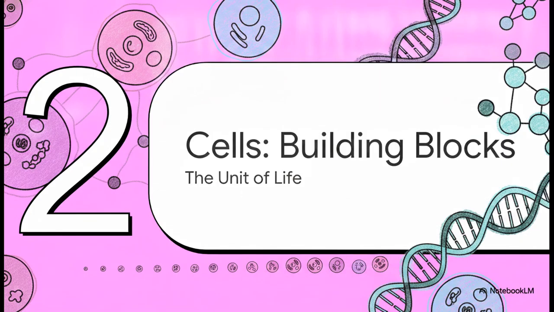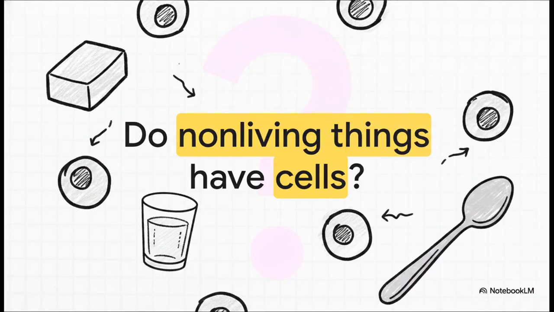Section 2. Cells, the building blocks. Transitioning from macroscopic things like dogs and rocks all the way down to the microscopic level, we really need to address a massive common misconception. Do non-living things have cells? What do you think? Picture a piece of plastic, a glass of water, or even a metal spoon. Could there be, say, non-living cells making up that spoon?